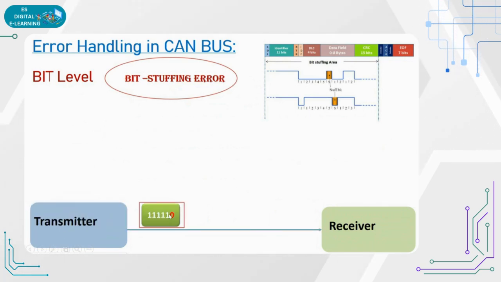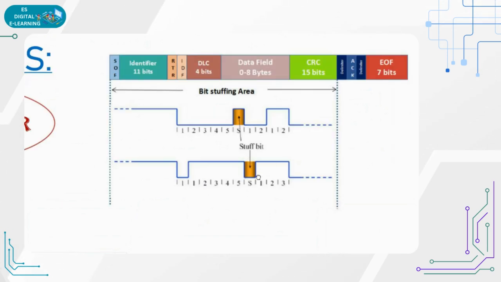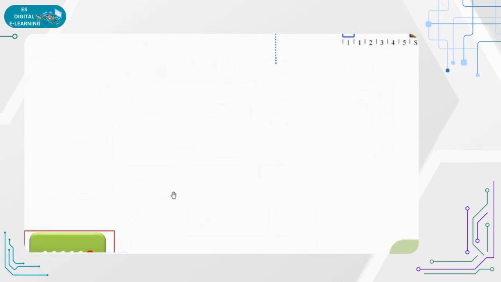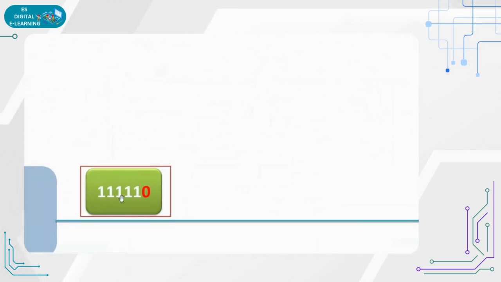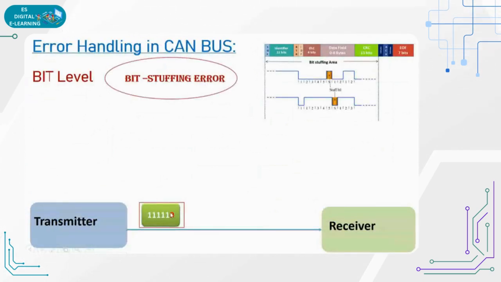Imagine there are 5 bits of ones, and the 6th bit you can see is a 0. Whenever the synchronization is happening, of the bits you are able to send, 1, 2, 3, 4, 5, the sixth bit should be the stuffing bit. Always the sixth bit should be the stuffing bit. Whatever data you transfer, 1 1 1 1 1, this sixth bit is the stuffing bit, so this is a 0.